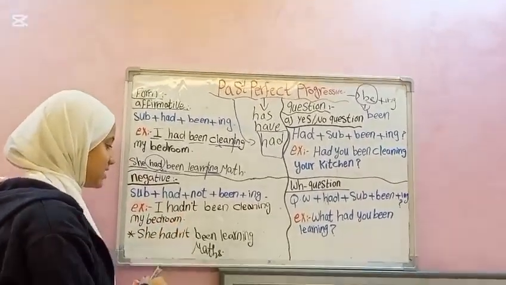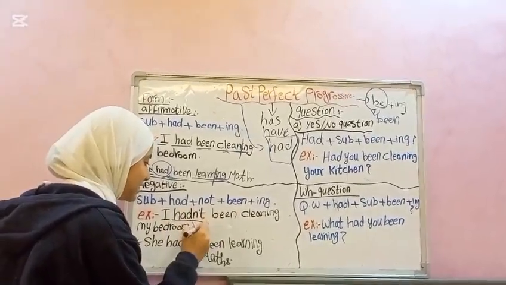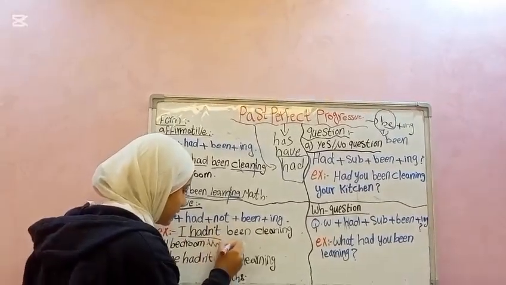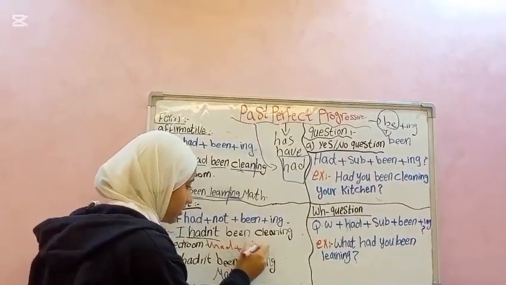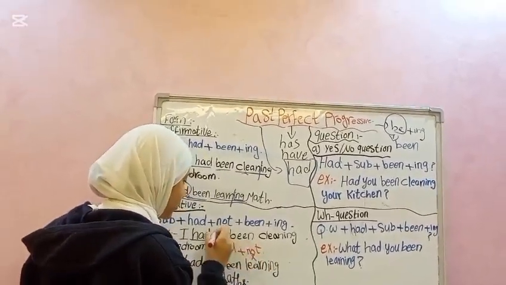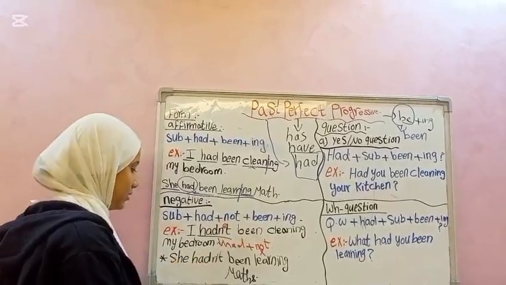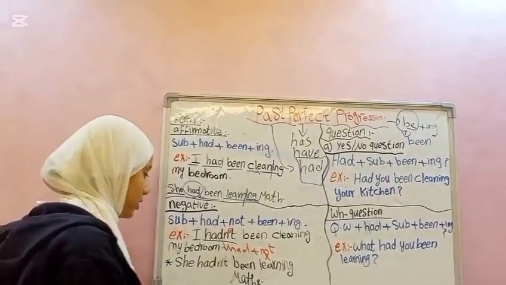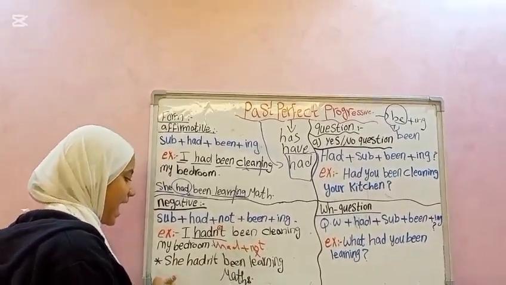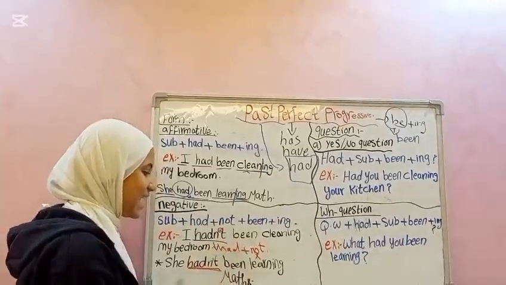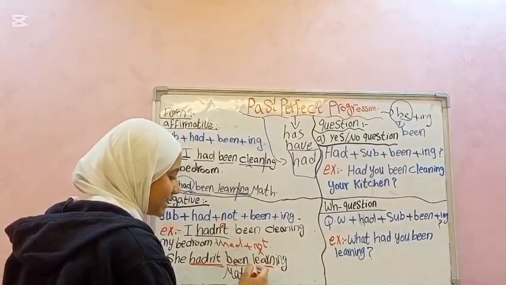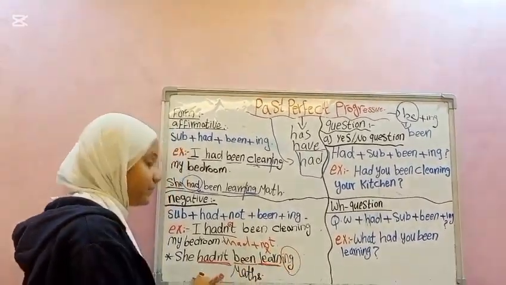I hadn't. Hadn't is had plus not, and we contract it and it becomes hadn't. We remove the O here and put an apostrophe. Another example, she hadn't been learning math. She is the subject. Hadn't, we also contract had and not, and it becomes hadn't been learning. Learn is the main verb ending in ing.